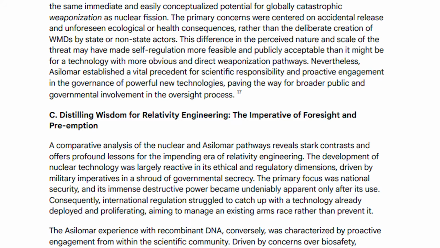C. Distilling wisdom for relativity engineering: the imperative of foresight and preemption. A comparative analysis of the nuclear and Asilomar pathways reveals stark contrasts and offers profound lessons for the impending era of relativity engineering. The development of nuclear technology was largely reactive in its ethical and regulatory dimensions, driven by military imperatives in a shroud of governmental secrecy. The primary focus was national security, and its immense destructive power became undeniably apparent only after its use.